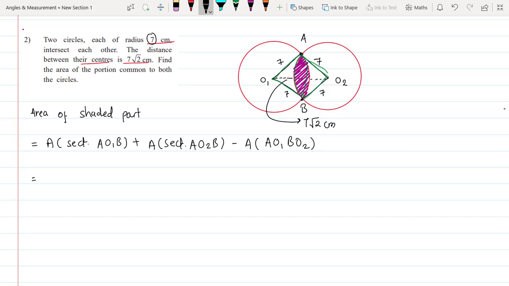So let's find out. I hope you have understood this step. This step is very important. Okay, what is the area of the sector for the first sector? If this is a square, what could be this angle? 90 degrees. So this is 90 degrees and this is also 90 degrees. So theta is 90 degrees in both cases, and what we have is r as 7. So what is the area of the sector?